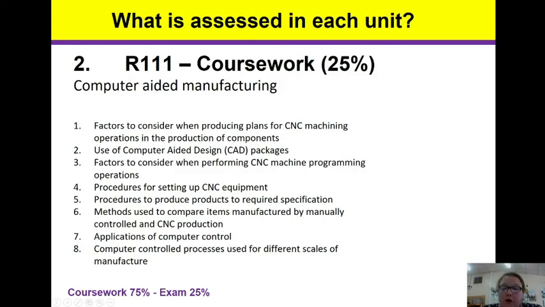The R111 unit assesses the points on this slide. Pupils use computer-aided design software to draw the product that they made in R110 and then program the CNC lathe to carry out the task of manufacturing this while planning and documenting their work.